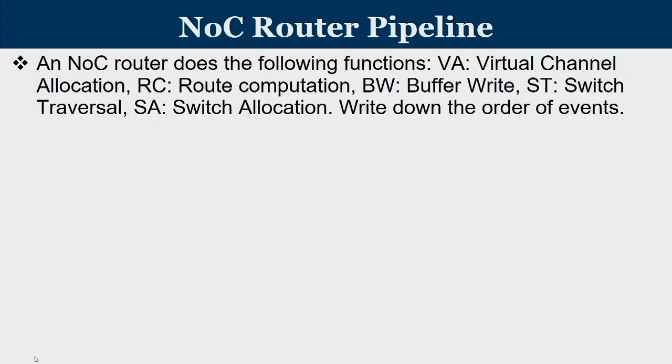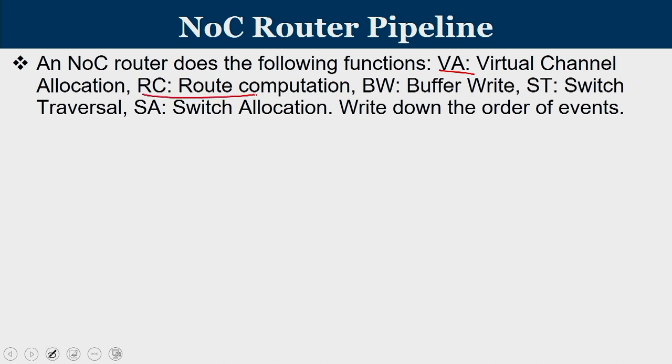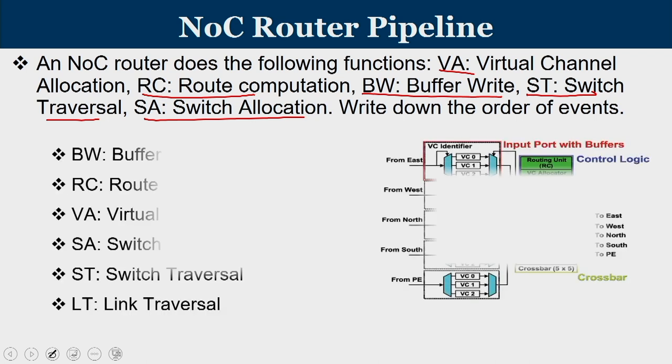The first question is: an NOC router does the following functions: virtual channel allocation, which is represented by VA, then route computation, buffer write, switch traversal, and switch allocation. These are some of the functions that happen in an NOC router. Now, we have to write the order of events in which these happen.